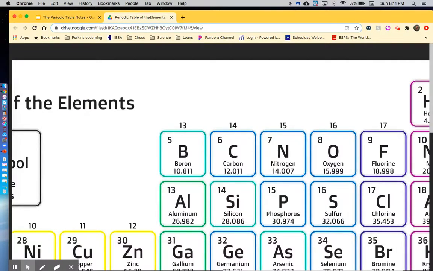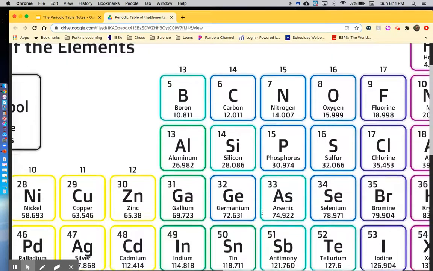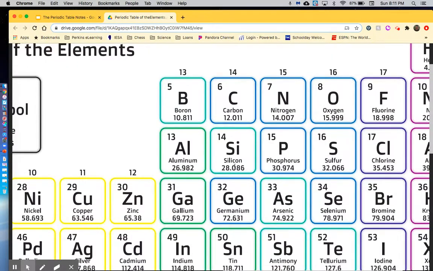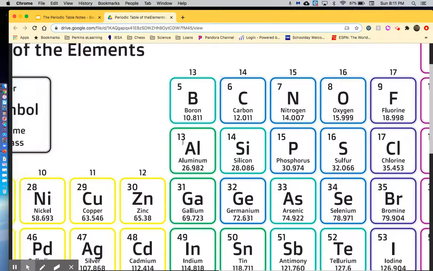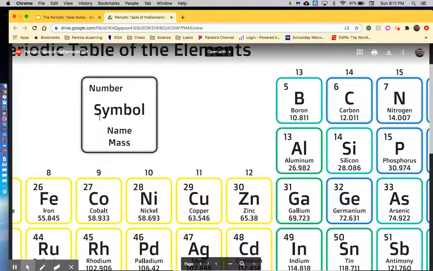And there is the atomic mass. You can notice, like I said, if it's 2 letters, like silicon here, the first letter is capital, the second letter is lowercase. And then this is a little key that helps you.